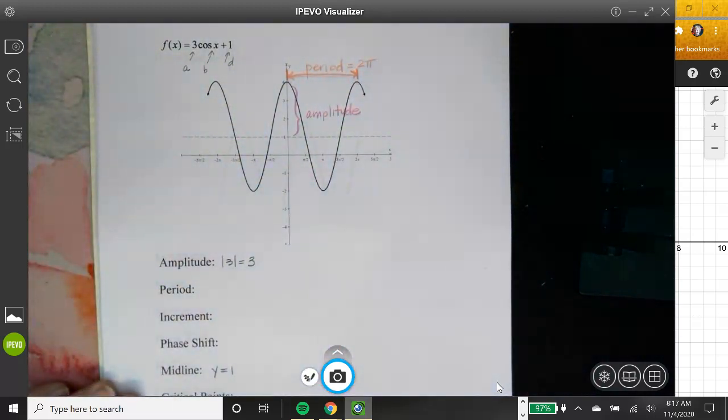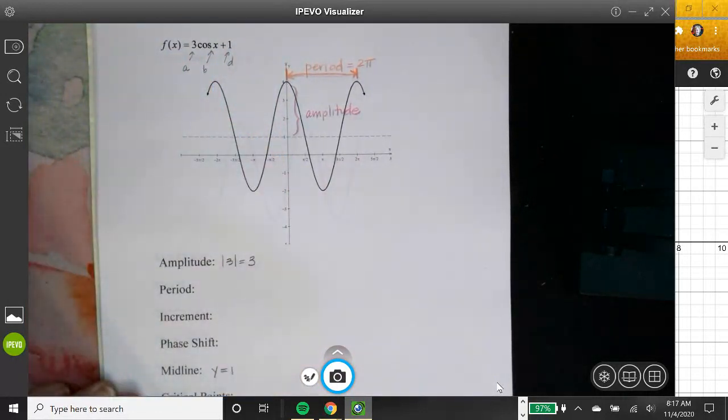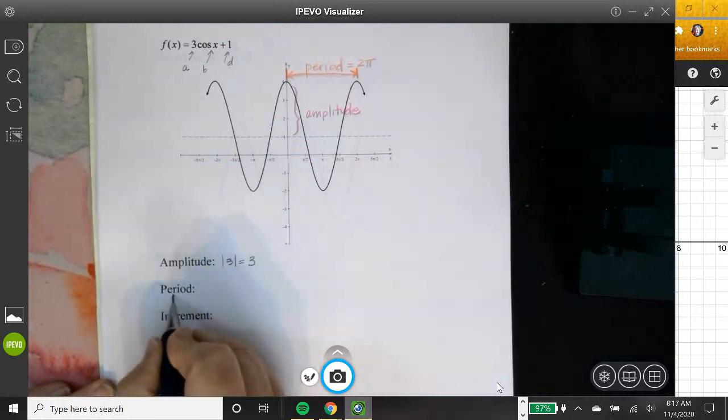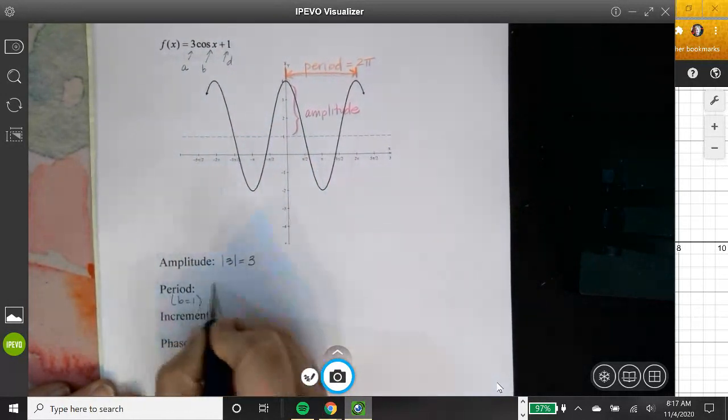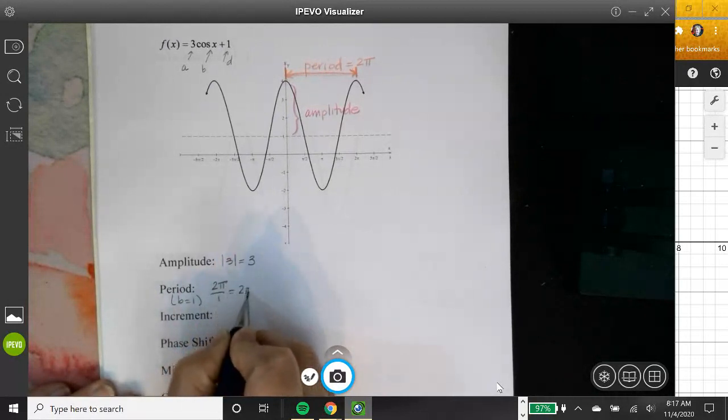Okay. And does that make sense? Well, what's the period factor here? The period factor is b, and the b, which is the coefficient of the x, is 1. So I always say here b equals 1. And so the period is going to be 2 pi over 1, which is 2 pi.